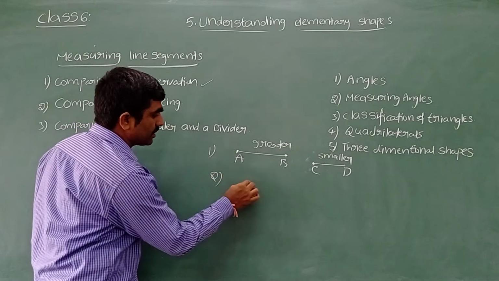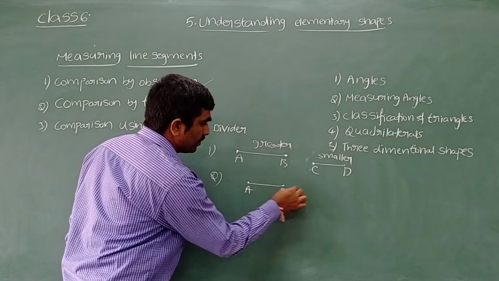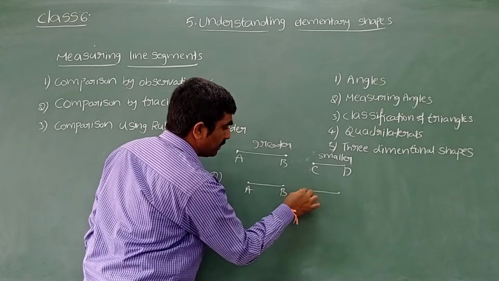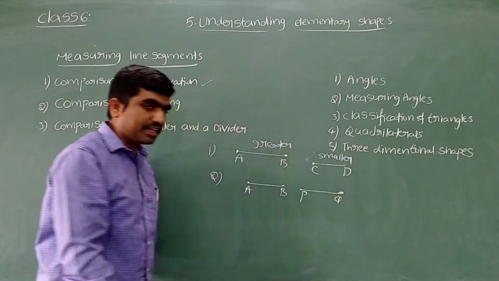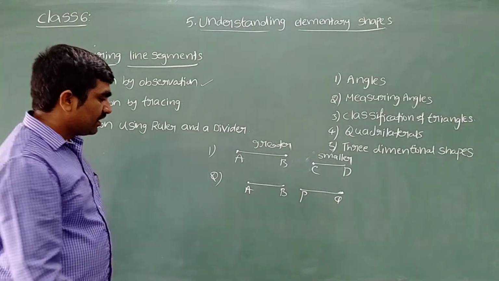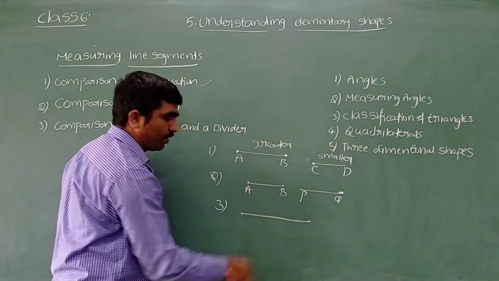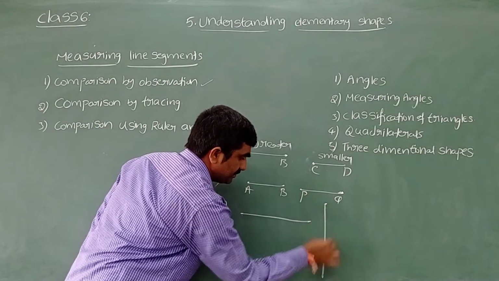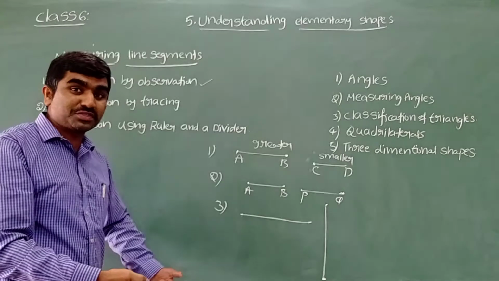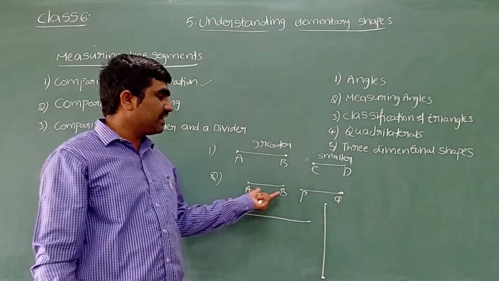Suppose I take a second example. I'll take one line segment AB here. One more I'll take here, PQ. Now is it possible to say which is greater, which is smaller? Let me take one more: one line horizontally and one vertically. It's not possible to give a correct, accurate, exact answer by seeing the length itself.